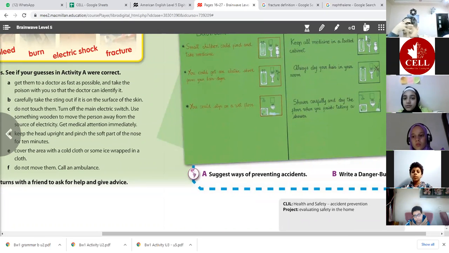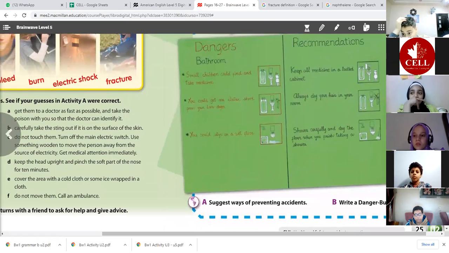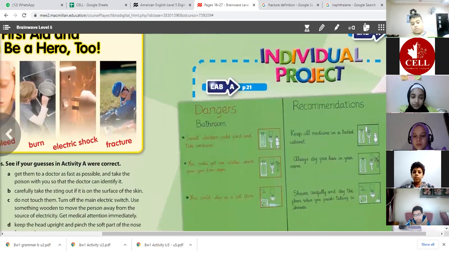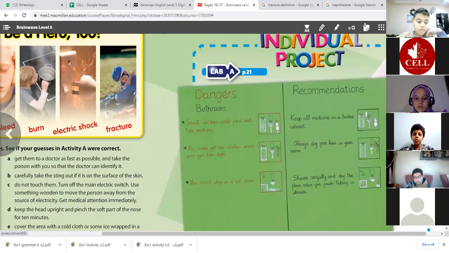result in electric shock. Or make sure your floor mat is not slippery, because if you get out of the shower and the floor is wet, you can slip on a wet floor.